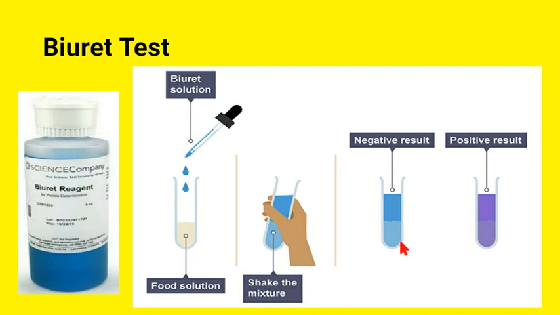If the food sample in the test tube remains blue color, it means that there is no protein found in the food. And if it changes its color to purple or lilac, then it shows the presence of protein in the food sample. So Biuret test is performed very easily, we just have to add Biuret reagent.